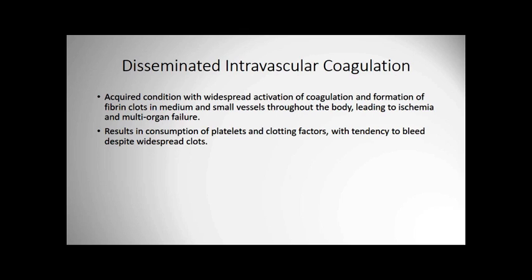It is an acquired condition, there is nothing here that is inherited or congenital, in which there is a widespread activation of the coagulation cascade and formation of many fibrin clots. The clots here are very different. Remember, these are going to contain red blood cells and fibrin. It's not like the ones in TTP that contain von Willebrand factor and platelets only. This widespread formation of clots will lead to ischemia, thrombosis everywhere, multi-organ failure, and bleeding from every place you can imagine because of the consumption of platelets and clotting factors.